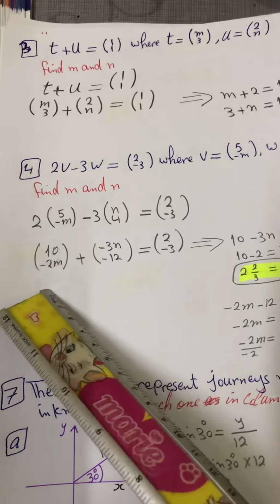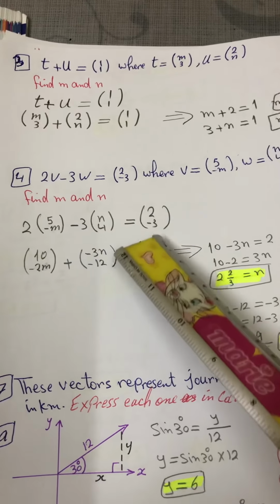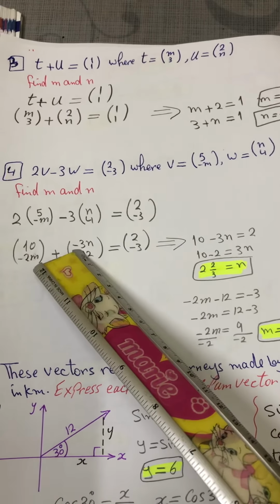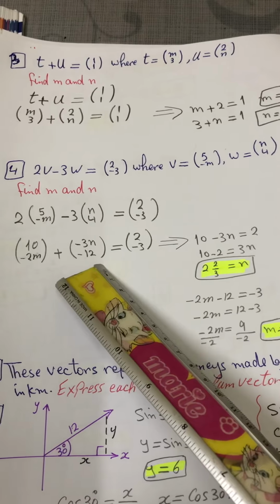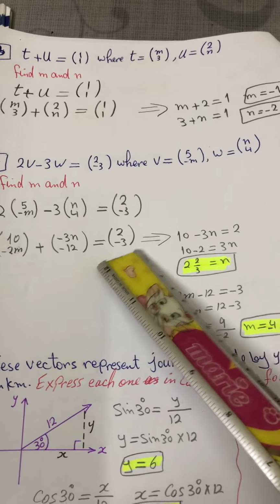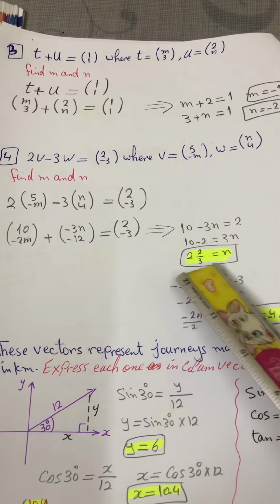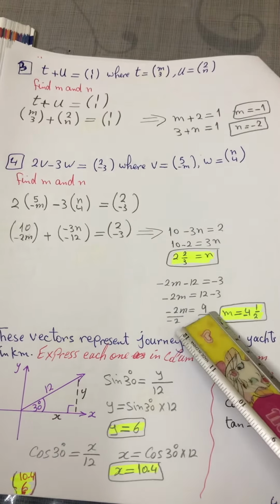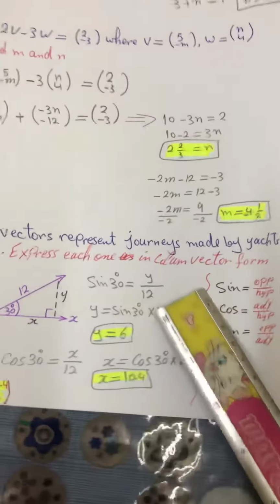Between them, addition. All of them equal what? Equal the answer he gave me, (2, negative 3). That's to say, 10 minus 3n equals 2, and negative 2m plus negative 12 equals negative 3. I'll solve it as an equation and find the value of n and the value of m. I think it's easy to solve the equation. Okay, questions number 7 and 8, new idea, but important.